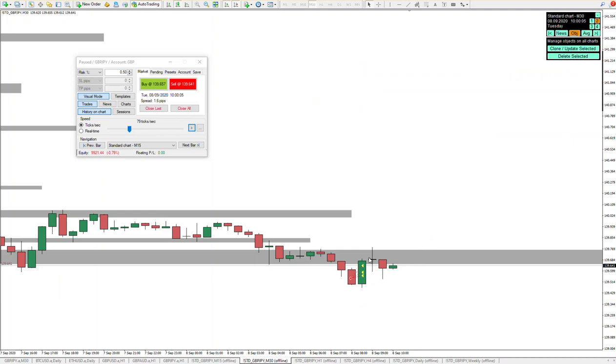M30 the same. We made this resistance, which is nice. We got a resistance here. The M30 made a lower high and a lower low, so that's promising. But we can't do anything because we got support there. We really got to wait to break the support. Let's see when it happens. It's going to happen, isn't it? I'm not sure. We're just sideways. Waiting game.